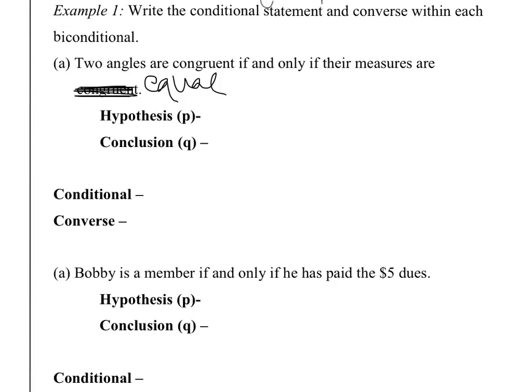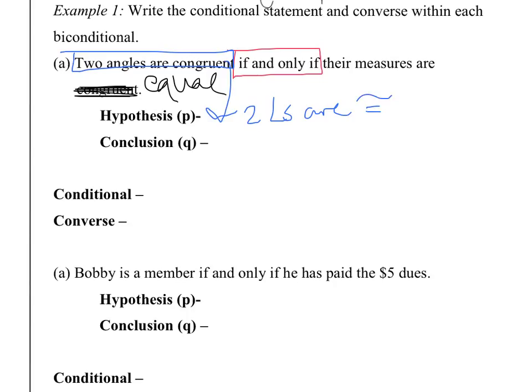So in this case, what we learned last time, that the hypothesis was everything after the word if. Well, in our case, that if and only if is in the middle. So basically, we're going to say everything before that is your hypothesis. So you're going to write that right there. Two angles are congruent. That's your hypothesis. And your conclusion will be everything after that. The measures are equal. Oh, I did it again. Whoopsies. Sorry. The measures are equal.